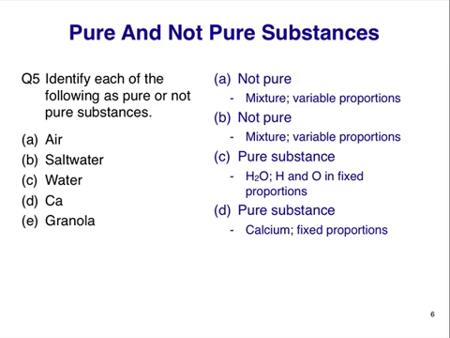Ca is calcium. Calcium is made only of calcium atoms. It cannot be made any other way, and its composition cannot change. If you add anything else, it is not calcium. A fixed composition means it is a pure substance. All chemical elements are pure substances.